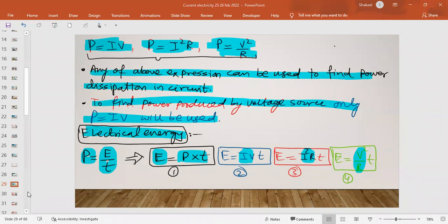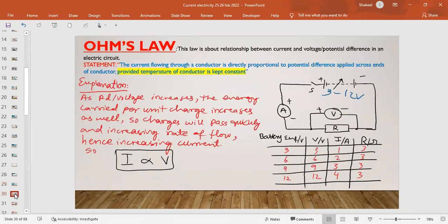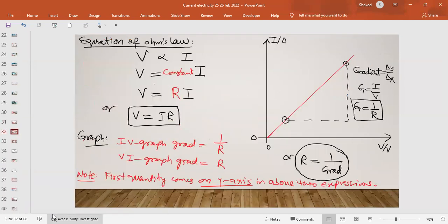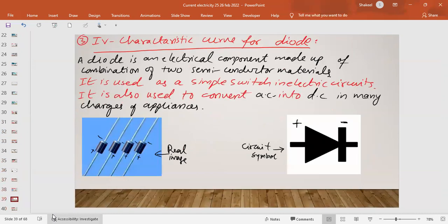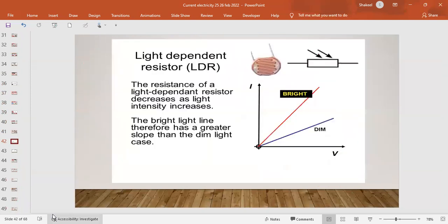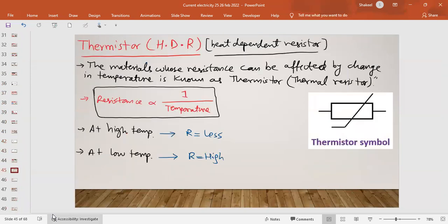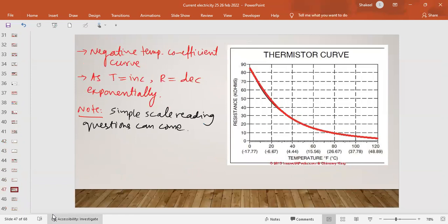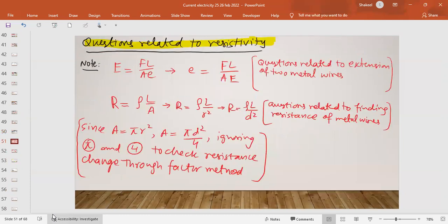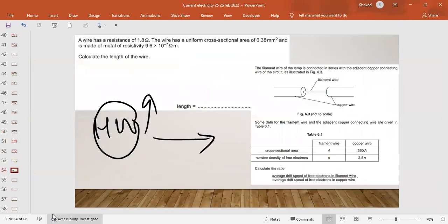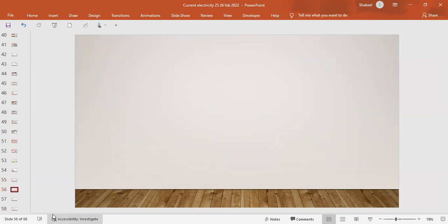So this was the thing till today. I guess it's enough. Because the second topic is Ohm's law, and then we have to go through Ohm's law and IV characteristic curves. We'll study this tomorrow. And then the graphs, these are all the graphs that we will do. Then we will study the thermistor, then we will study the LDR, and then we will do some resistivity questions, right? And then tomorrow after this, we will be solving these questions as well, right?